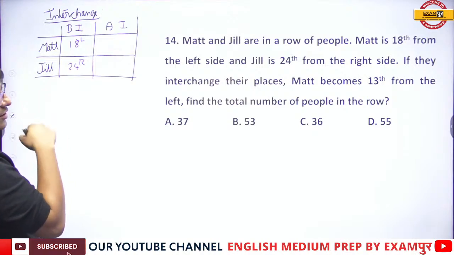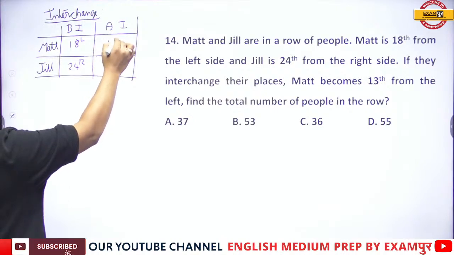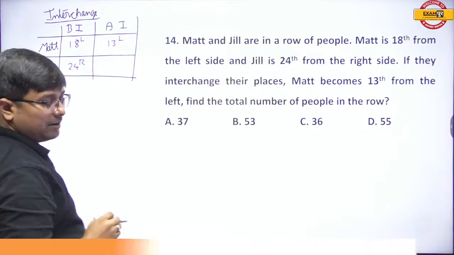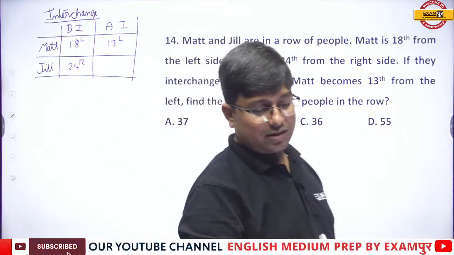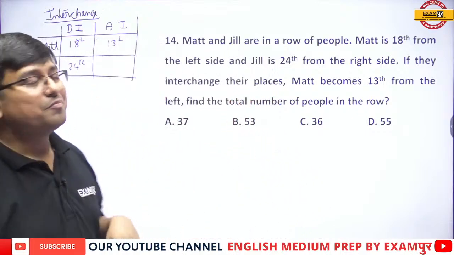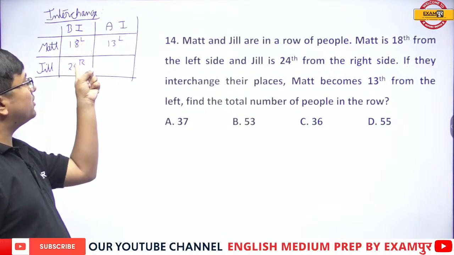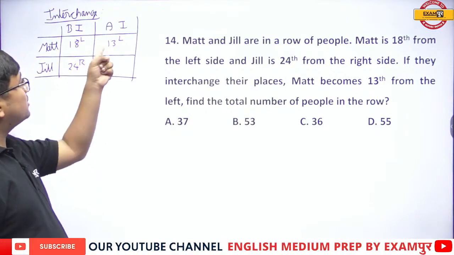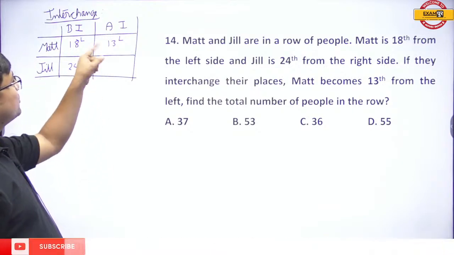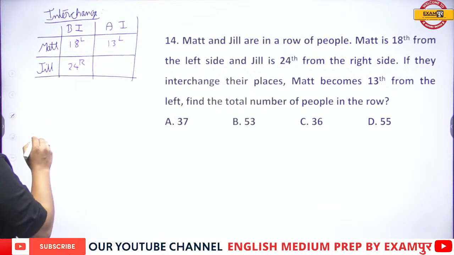If they interchange their places, Matt becomes 13th from the left. But now see, I have said again and again, I am repeating it for the third time in today's class. Whenever questions of interchange are there between two people, the positions of both persons are given. Position of one of them is from the left end, another is from the right end, and it is from the same end from which it was given earlier. If the position is now decreasing, it is an overlapping case.